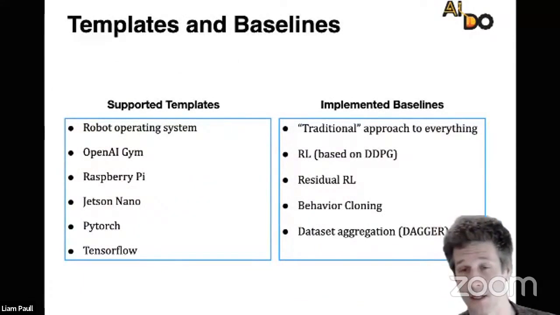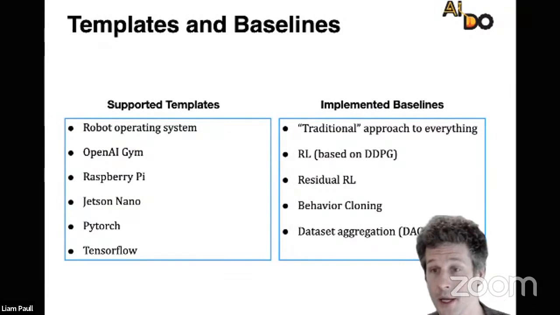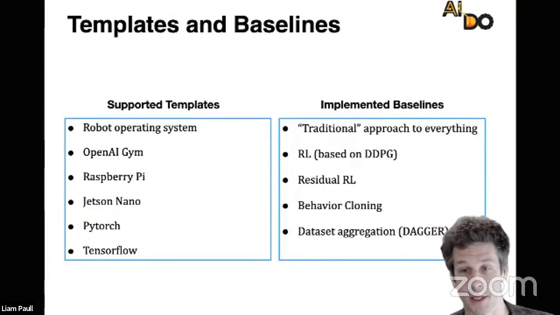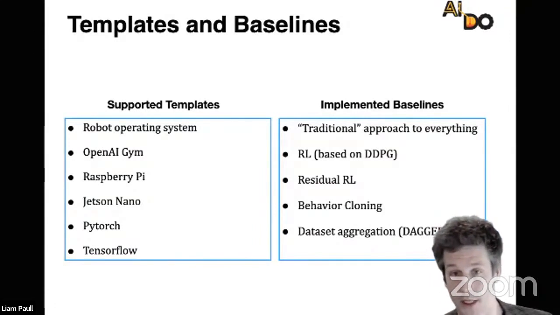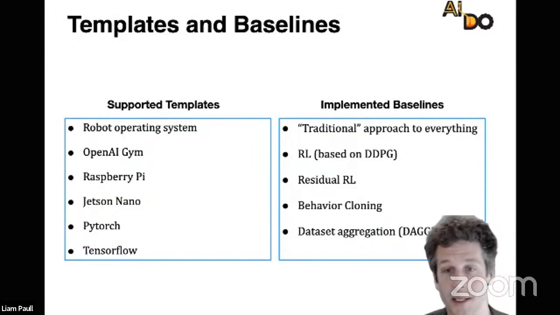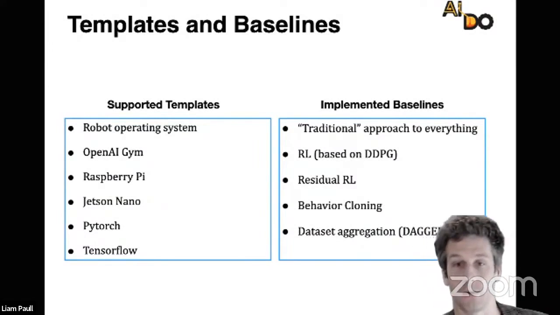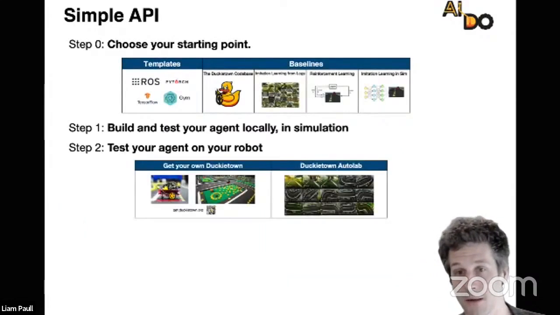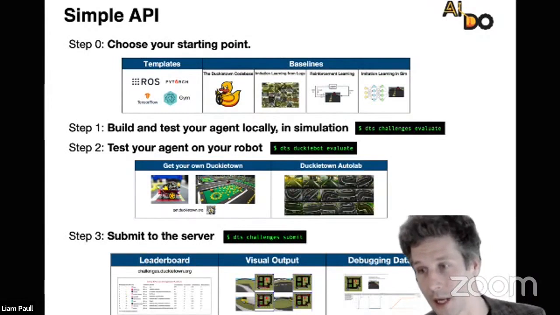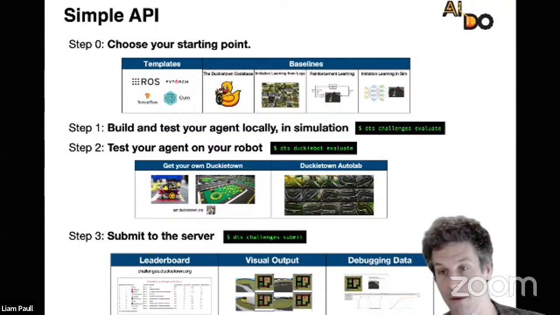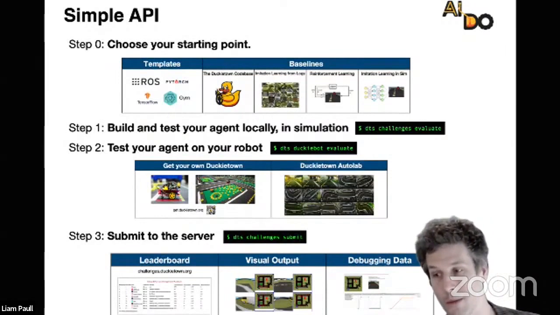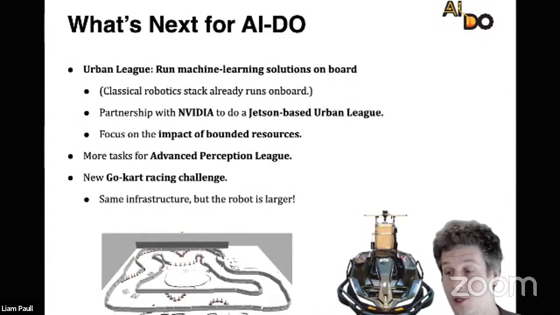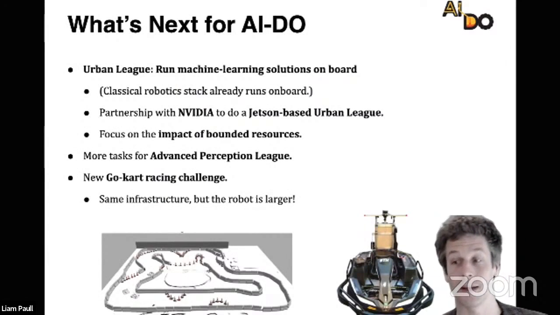We have implemented lots of baselines for people to get started. We have an RL baseline based on DDPG and also a residual RL baseline. We also have imitation learning baselines like behavior cloning and DAgger. These things work on Jetson Nano, Raspberry Pi. They're OpenAI Gym compatible, PyTorch, TensorFlow, ROS, you name it. So yeah, the objective is that it's really easy to get started and to get rolling. We've built a whole shell infrastructure so that in 3 lines of code, basically you can get your robot up and running. So we're trying to make this AI Driving Olympics become more of an Olympics.